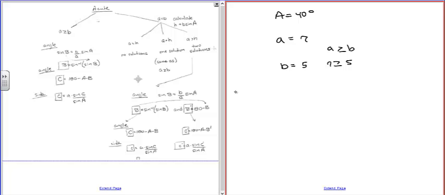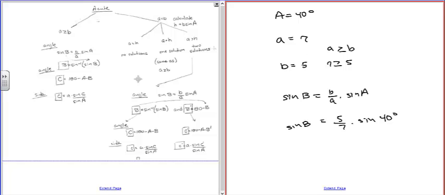So let's just follow the procedure here. So the sine of angle B is equal to, going over here, B over A times the sine of A. So it's 5 over 7 times the sine of 40 degrees. Is that right? Those go together. Okay.